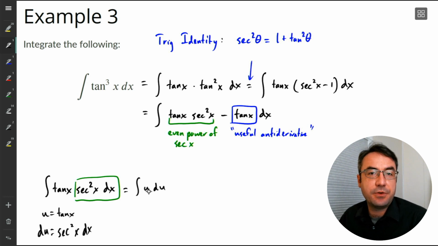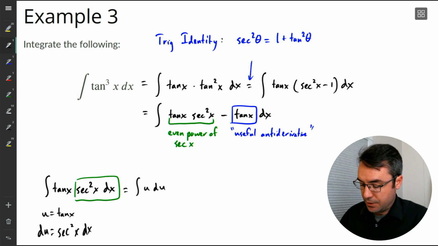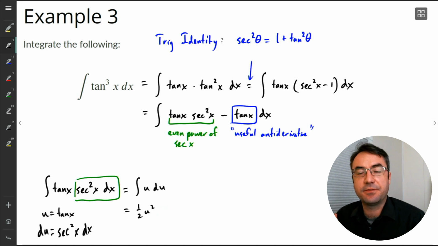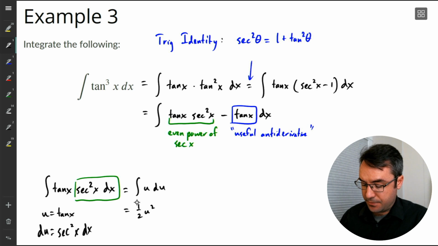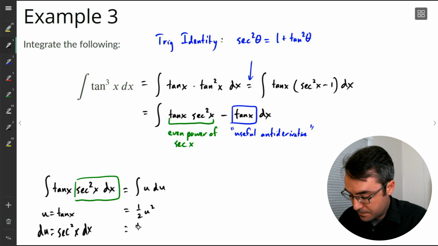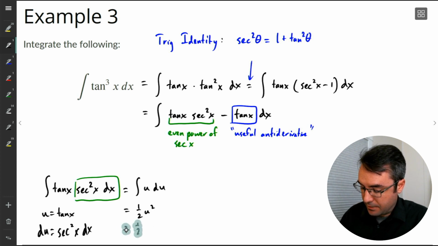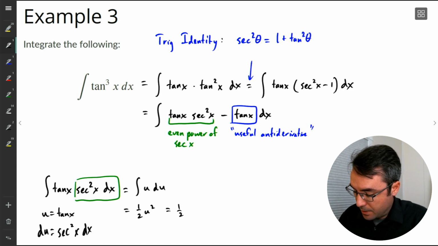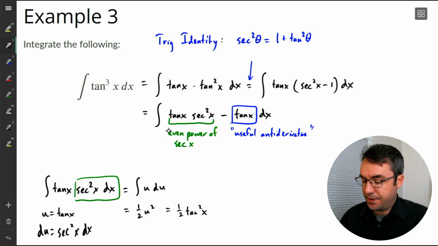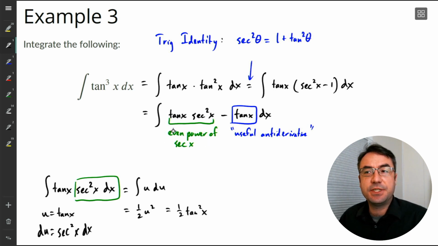And the antiderivative of u, that's just basic power rule. So what is it? It's 1/2 u squared. And we'll save plus c until the very end. And then we convert back. So we plug in tangent. I'm running out of room here, so I'll just write this here. 1/2 tangent squared x. There we go. So we found the antiderivative of this tangent times secant squared. It's 1/2 tangent squared x.